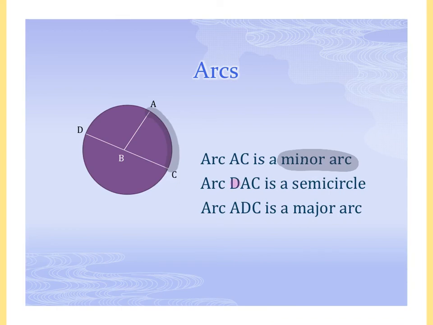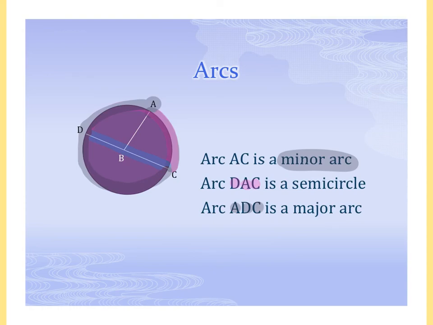So if I said D, then A, then C, I start at D, I hit A, then I go to C. So that's a semicircle because it's exactly half the circle. And I know it's half because this is my diameter. So the diameter cuts it into those halves. And then arc DAC again goes in that order. So I go from A to D to C, A to D to C. And that's a major arc because it's bigger than half.